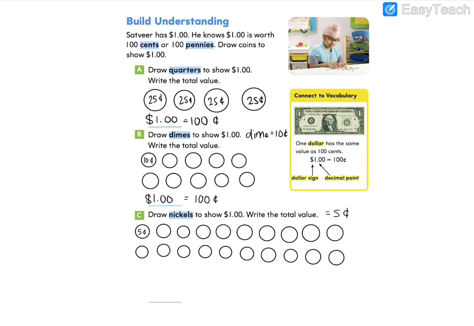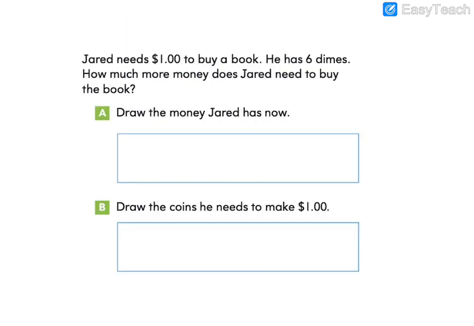Go ahead and pause the video if you need any more time. You should see that you have 20 nickels here. In my first row, I drew 10. 10 groups of 5 is equal to 50 cents. And another 50 cents got me to 100. So again, I know this is 100 cents, which is equal to $1. Let's look at the next problem.